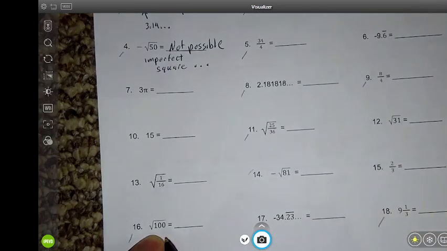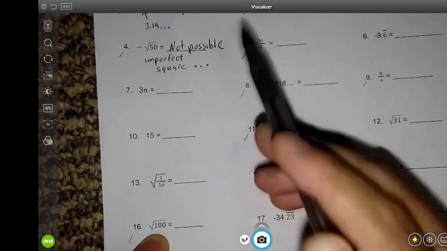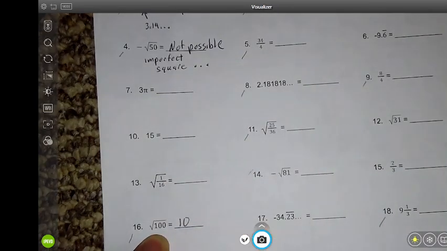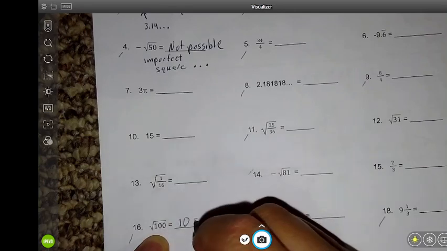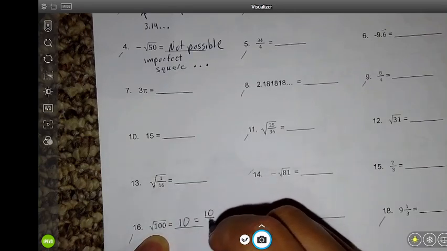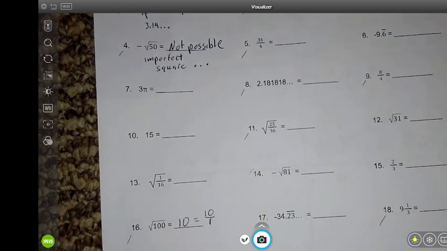In your notebook, on our perfect squares page with the flaps, square root of 100 is on that page. Square root of 100 is a perfect square. If you take the square root of 100, it's 10. Let's rewrite 10 as a fraction. 10 is the same as 10 over 1. So there's your fraction. Perfect squares, you can rewrite as a fraction. Alright, so we did 16.